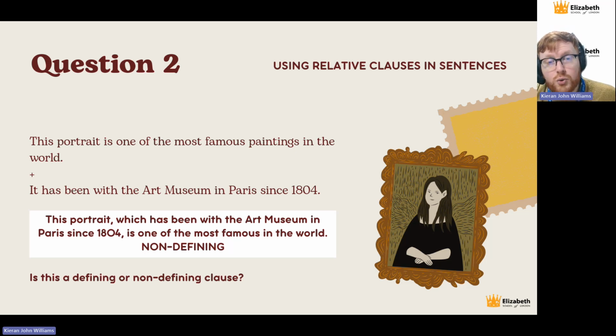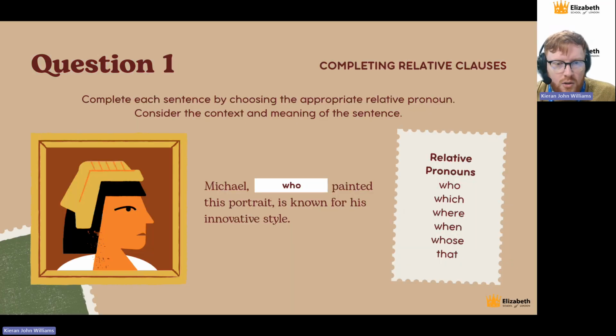Let's look at now choosing the right relative pronoun. Okay. All right. So have a look at the sentence here, and then you need to decide which from the list of relative pronouns you would use to complete the sentence.